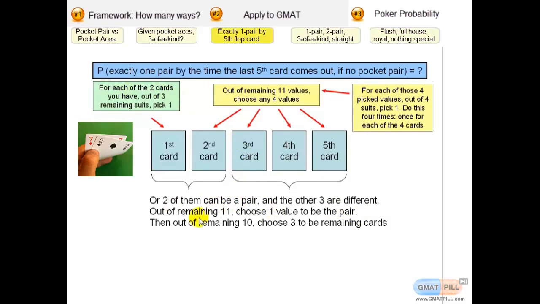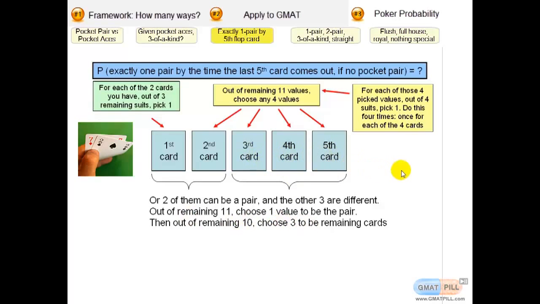This bottom part is basically, 2 of them could be a pair, and then the 3 remaining values are chosen out of the 10 remaining. The pair would have to be out of the remaining 11, right? So you have 2 cards in your hand. They're different. So originally there were 13 possible values. You have 2 of them, so there's 11 out there remaining. Out of those 11, you have to choose 1 value to be that pair, and then you have to pick 2 suits for them. Then out of the remaining 10, you have to pick 3 values for the 3rd, 4th, and 5th card.